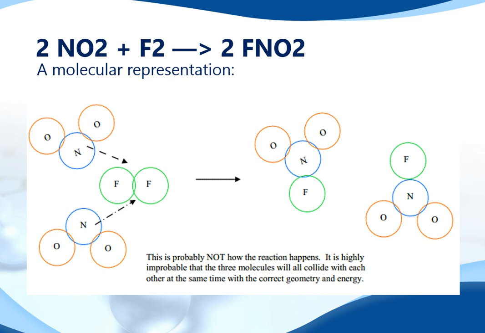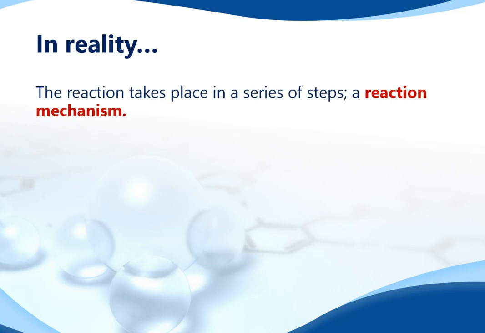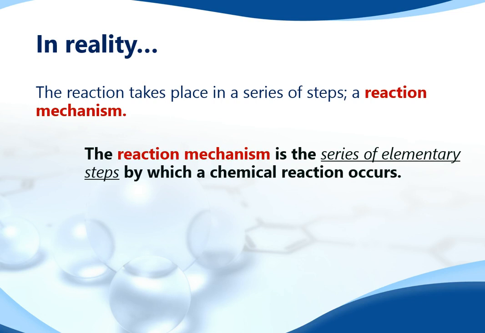Just to read the caption of this diagram, it's highly improbable that the 3 molecules will all collide with each other at the same time with the correct geometry and, in this case, the appropriate amount of energy, activation energy. Having all of those lined up in that proper row is probably not going to happen. In reality, a reaction takes place in a series of steps called a reaction mechanism. It's a series of elementary steps by which a chemical reaction occurs.